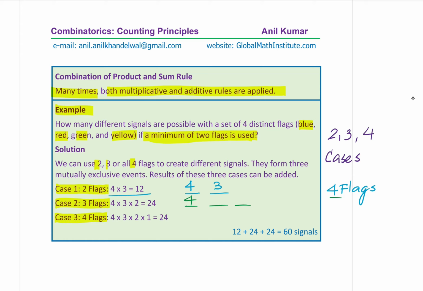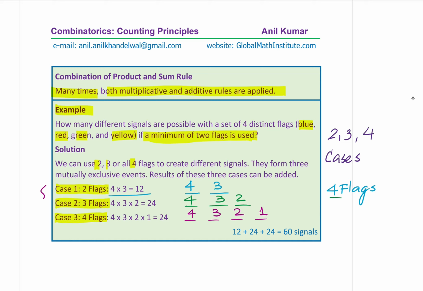Then once we have picked up a flag, 3 are left, and if that has been also picked, then we have a choice from 2. So the total is 4 times 3 times 2, which is 24. Now, if you have to use all the 4 flags, which is also an option, in that case, first you have a choice for 4, then 3, then 2, and then 1. So we have a choice of 24 options when all the 4 flags are used.